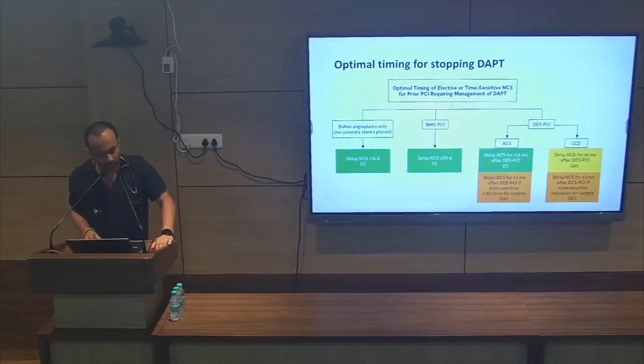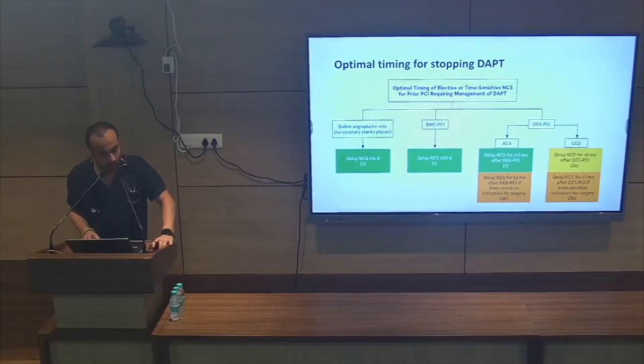Now this is about the optimal timing, which is the most troublesome part, for stopping the dual antiplatelet therapy. For time-sensitive non-cardiac surgery, if POBA, plain old balloon angioplasty, has been done, the non-cardiac surgery can be delayed up to 14 days. If a bare metal stent was placed, the non-cardiac surgery can be delayed up to 30 days. If a drug-eluting stent, which is the current scenario, was placed for acute coronary syndrome, the non-cardiac surgery can be delayed up to 12 months, or should be delayed.